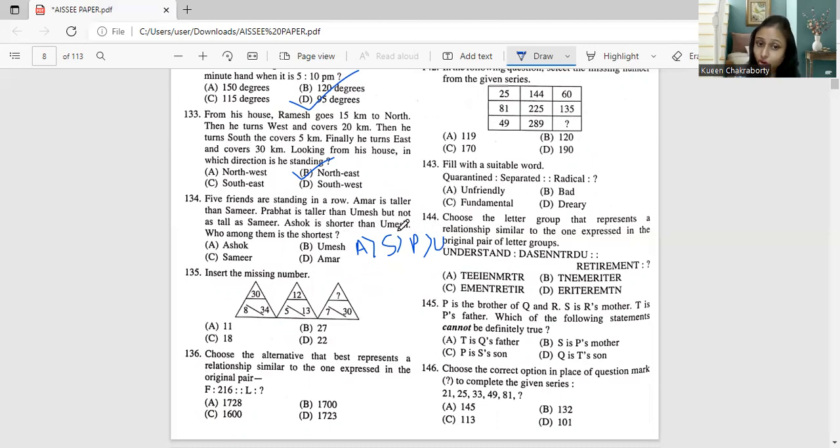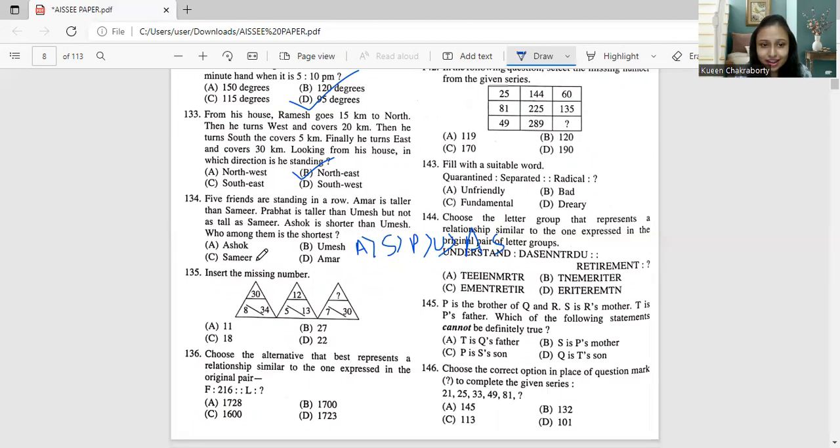Ashok is shorter than Umesh. That means Umesh is taller than Ashok. So Umesh is greater than Ashok. We will write AS to signify Ashok, because Amar we have signified as A. So then, who among them is the shortest? Who is the shortest then?